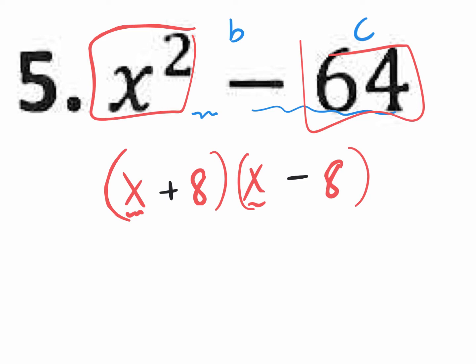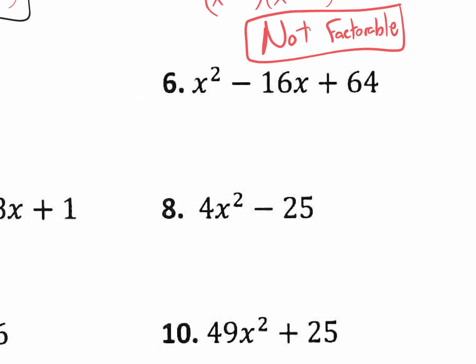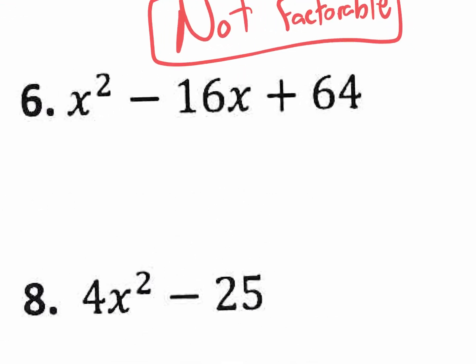Or again, you could have thought what times what is negative 64, that if you combine together is nothing, that would be a positive 8 and a negative 8. Moving on. Number 6. What does that end up factoring to? Anybody? Not factorable?